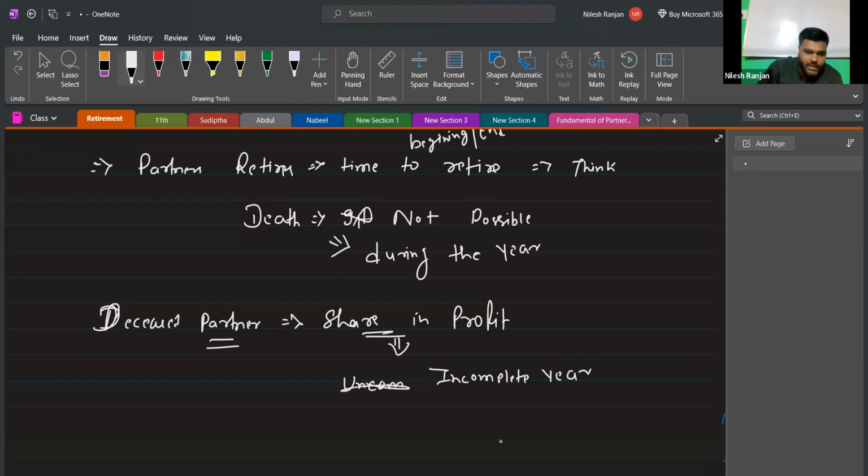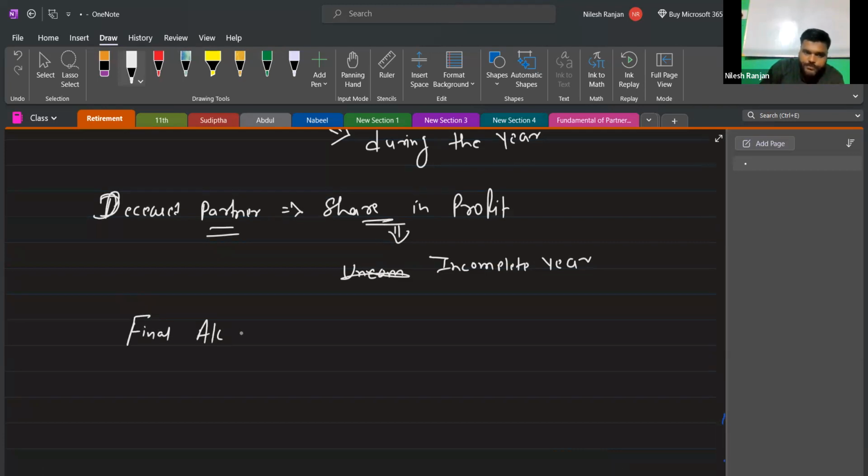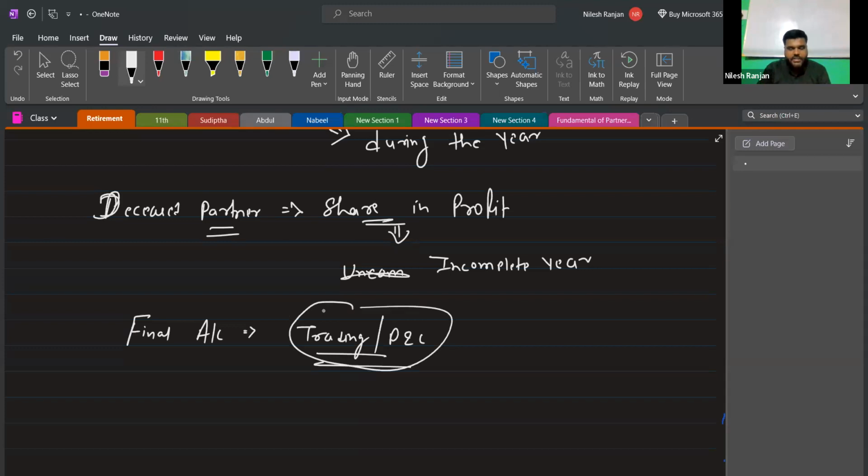So if the account is not prepared, for calculation of profit we prepare the final account. Yes, like the trading account, profit and loss account, and balance sheet. We have not prepared these accounts in the current year yet. We will prepare them at the end of the current year. It is not the end of the current year, that's why it is not prepared. So we cannot calculate profit accurately.